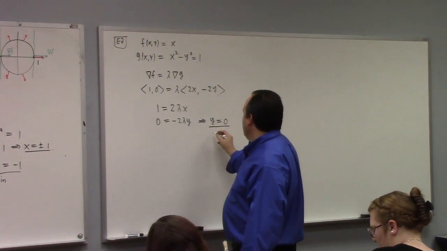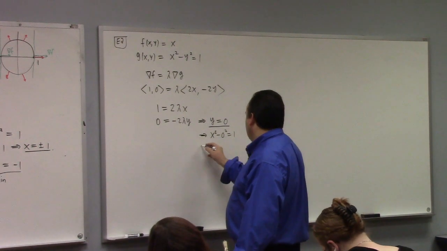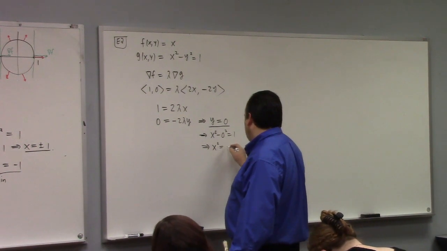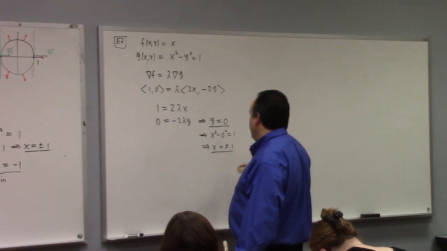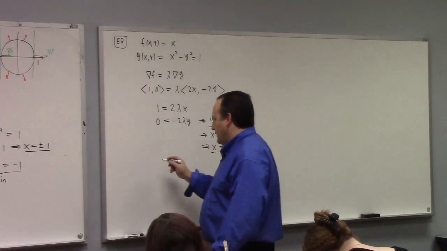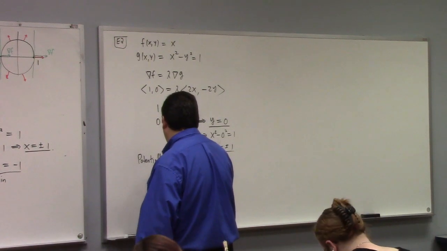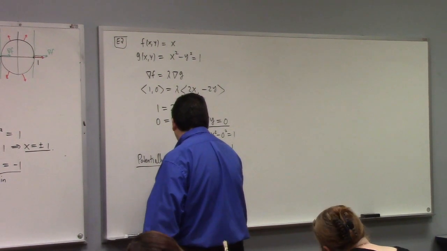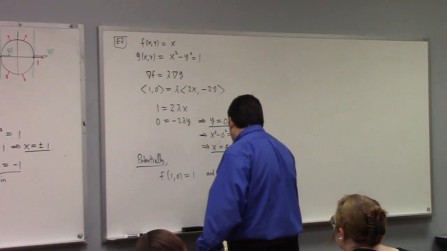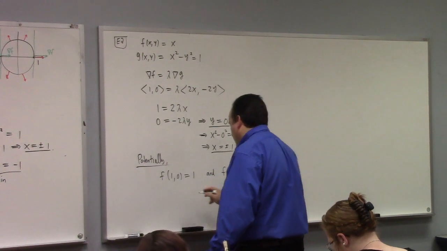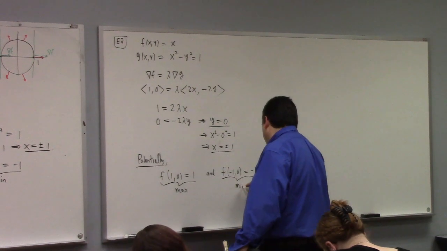Okay, so y equals 0. And if y is equal to 0, we get x squared minus 0 squared equals 1. So x is equal to plus or minus 1, right? So potentially, I should say, f of (1, 0), which is 1, and f of (minus 1, 0), which is minus 1. This would be max, this would be min, right?